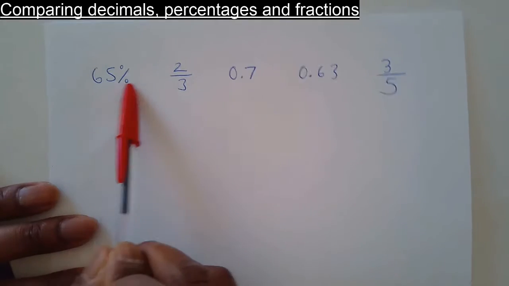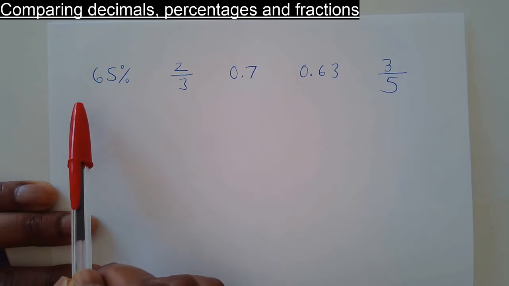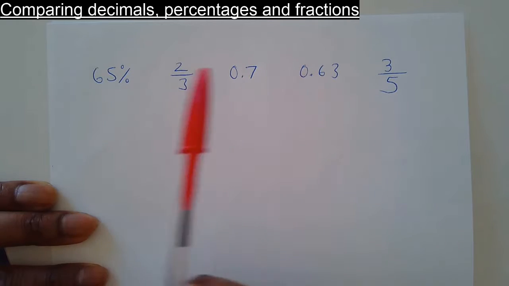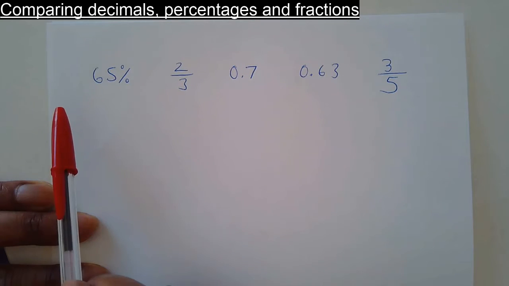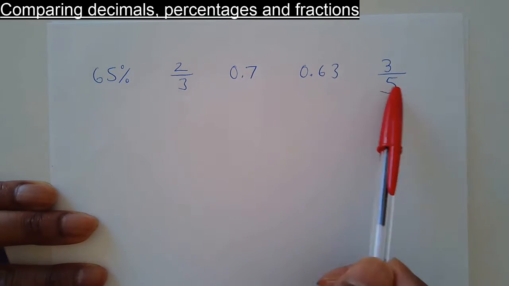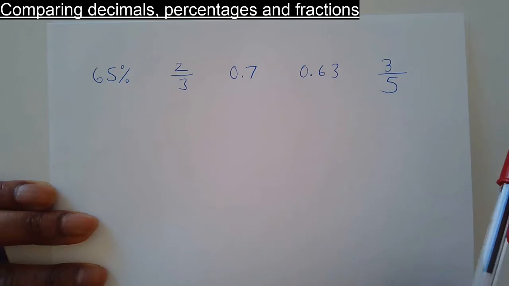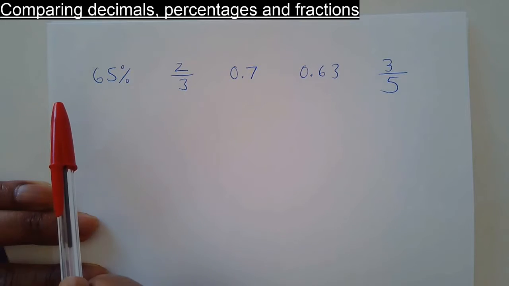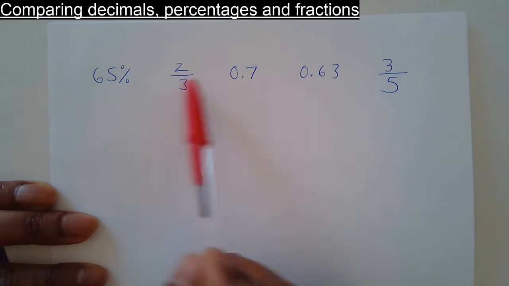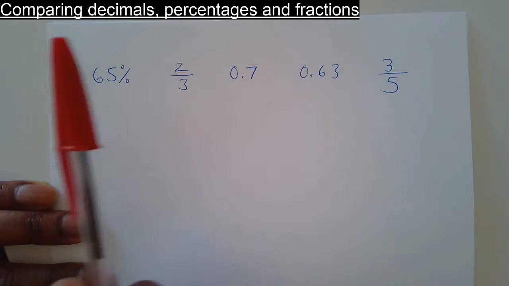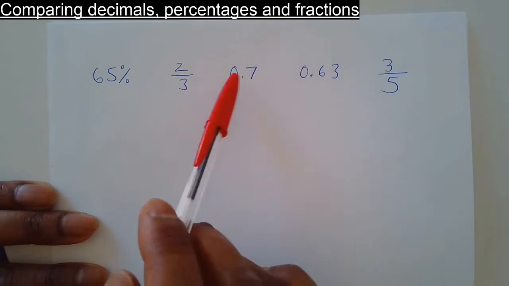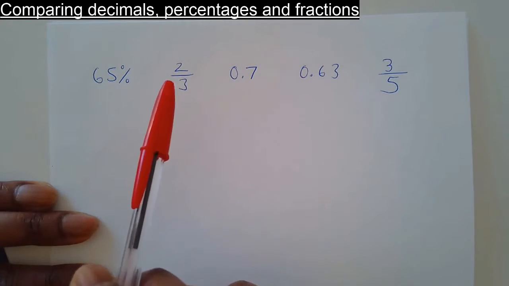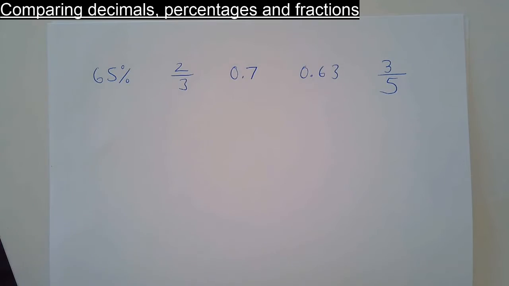I'm going to put these numbers smallest to biggest in ascending order. So what I need to do is I can convert all these numbers into decimals, and some of these are already in decimals, or I can convert all of these into fractions or all of these into percentages. What I'll do now is I'll go with decimal. I will convert everything to decimals and then compare the decimal numbers smallest to biggest.